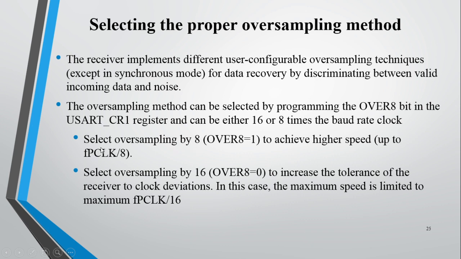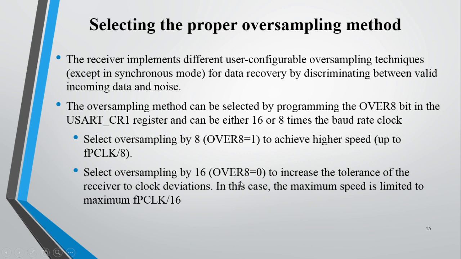So if you want to select oversampling by 8, there is a particular bit known as the OVER8 bit in configuration register 1 that should be set. If you write the OVER8 bit as 1 in configuration register 1, we are configuring oversampling by 8. That means the peripheral clock will be divided by 8, right? So you can achieve higher discrimination by dividing the peripheral clock frequency by 8.